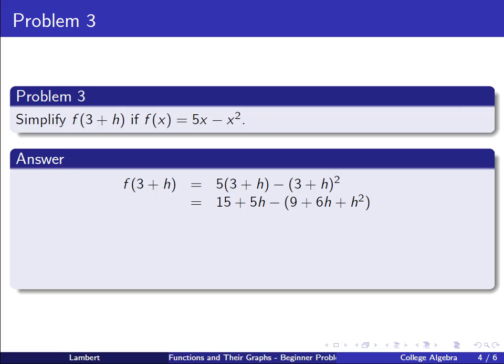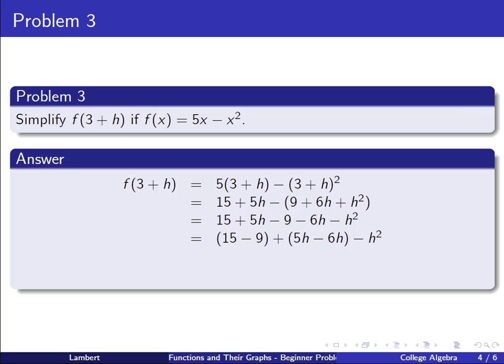Now, moving forward from here, what do we have? Well, we can distribute that negative sign to all those terms. And so you get 15 plus 5h minus 9 minus 6h minus h squared. And now let's do some regrouping. Regroup the constants together, regroup the terms that have an h together. And so you'd get something that looks like this: 15 minus 9, that quantity, plus 5h minus 6h, that quantity, and then minus h squared.